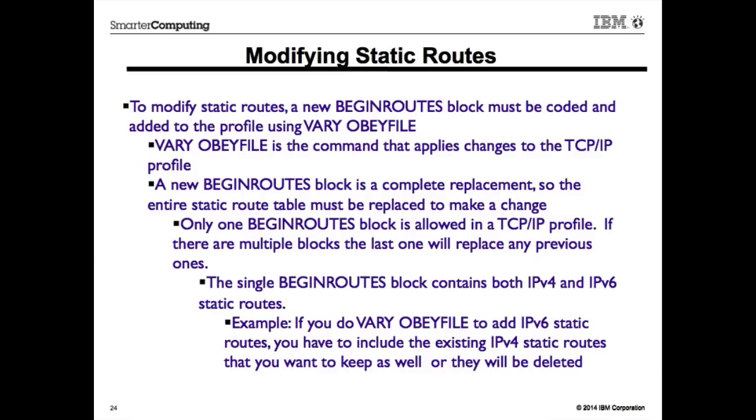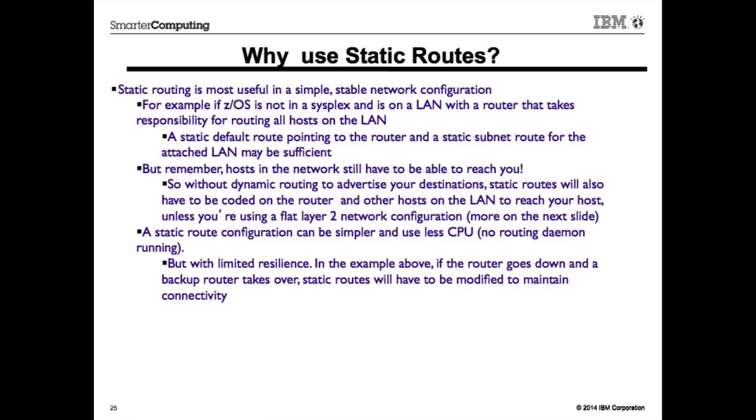If you have more than one BEGINROUTES block in a profile, the last one replaces any previous ones, and the single block contains both IPv4 and IPv6 routes. So, for example, if you have a BEGINROUTES block with a bunch of IPv4 routes and you want to add an IPv6 route, you have to recode the entire routing table, including all the IPv4 routes, and VARY OBEY it in. If you VARY OBEYed it in with just one IPv6 route, you would wipe out all the IPv4 static routes. So that's how you modify them. You see it's not quite as handy as dynamic routes, even though it's simpler.